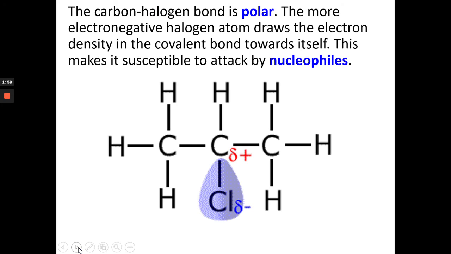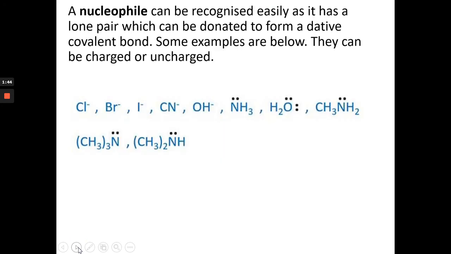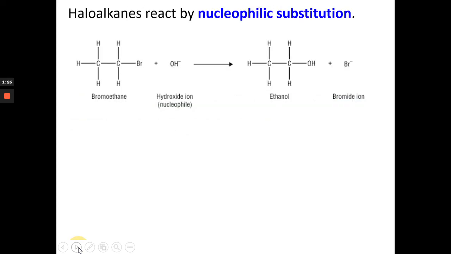So the carbon-halogen bond in your haloalkane is polar, which means that the more electronegative halogen draws the electron density in the carbon-halogen bond towards itself. So this makes it susceptible to attack by nucleophiles. A nucleophile is a species that has a lone pair on it, and the lone pair means that it can form a dative covalent bond. It can be a charged species, like an ion, halide ion, for example, or it can be a molecule that's neutral. These are just some examples.